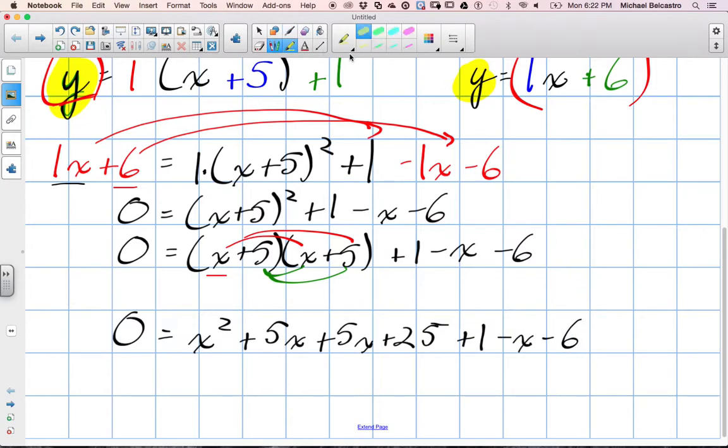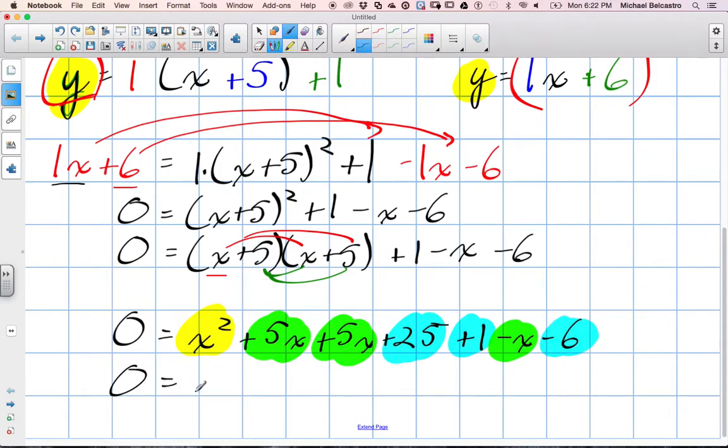So we have a whole bunch of like terms. We're going to try to figure out what they are. We have x squared. Is there any other x squared? No, that's the only one of its kind. What about values of just x, like 5x? Is there another like term? Yeah, another 5x. Anything else? Negative x. Those are all like terms. And what about 25? The 1 and the negative 6. Perfect. So we have 0 is equal to x squared, 5x and 5x is 10x, minus 1 is going to be 9. So we're left with 9x. And then 25 plus 1 is 26, minus 6 is 20. Okay, so now we're left at 20.